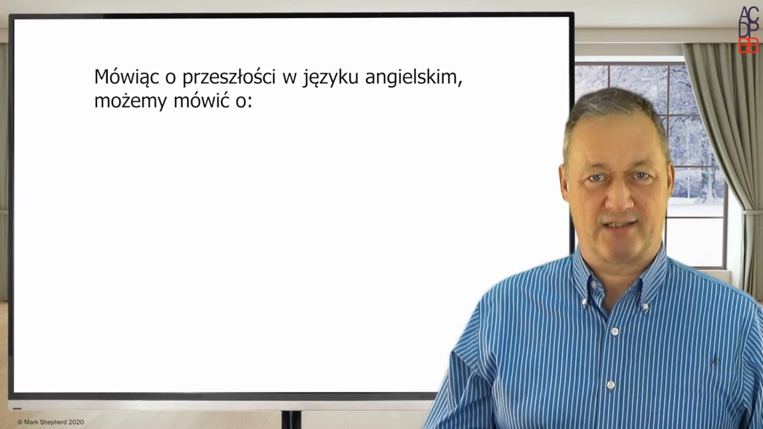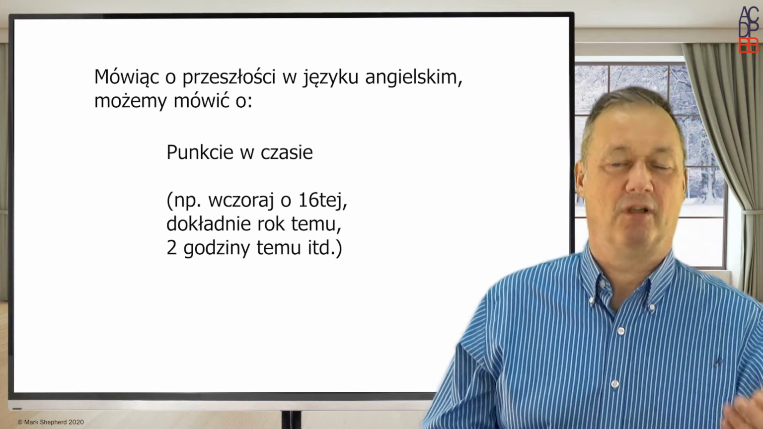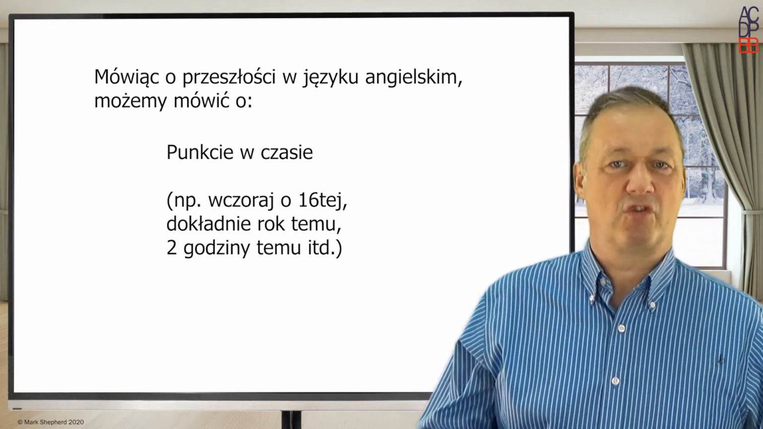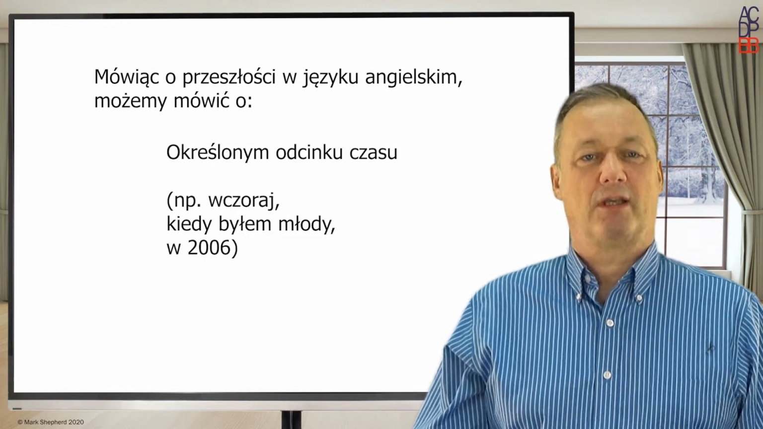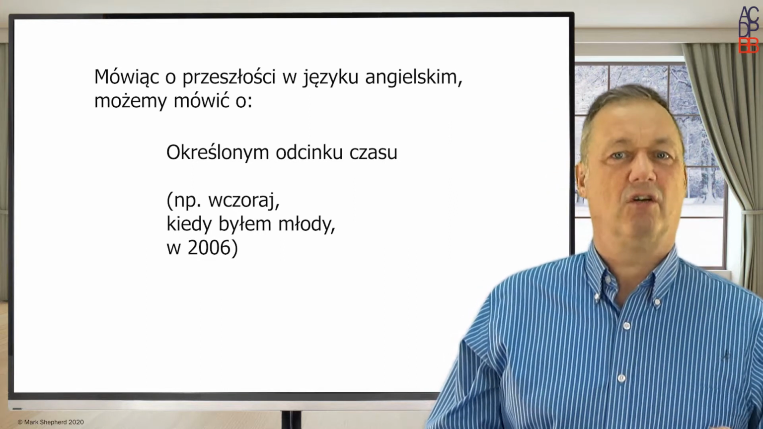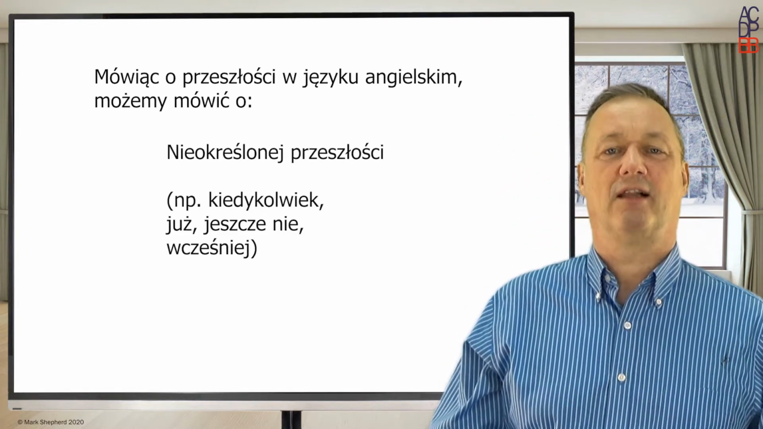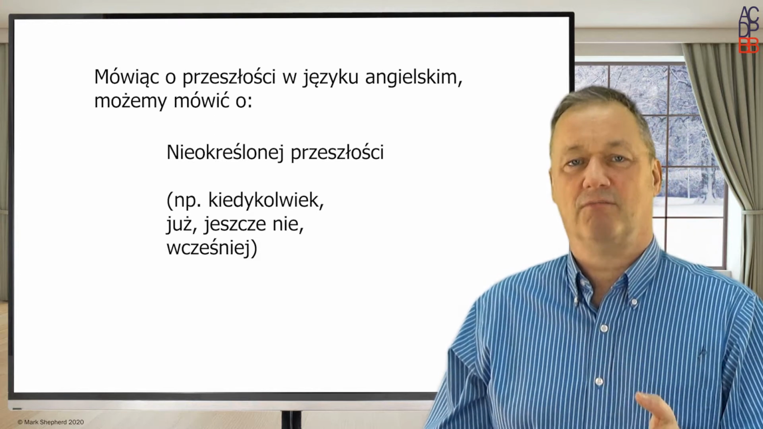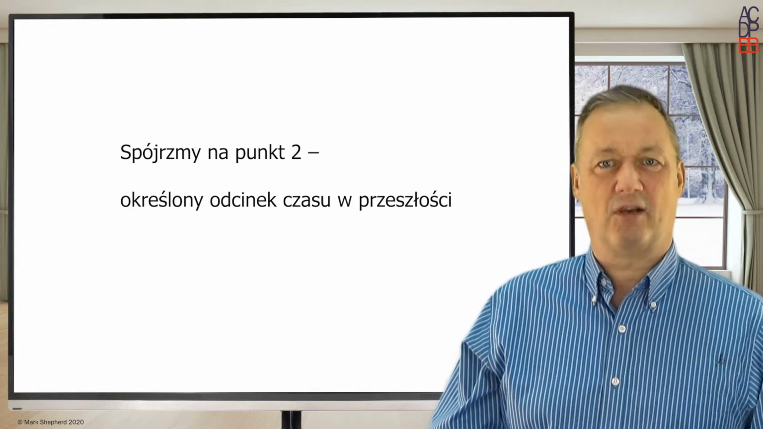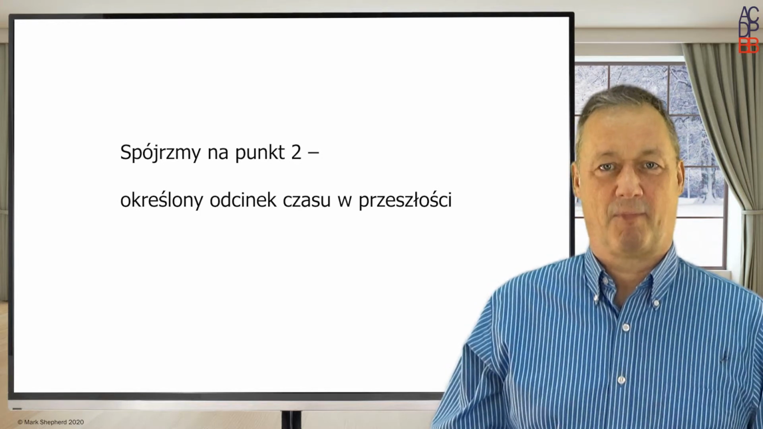When we talk about the past in English, we can talk about a point in time. For example, 4 o'clock yesterday, exactly 1 year ago, 2 hours ago, etc. We can talk about a named period of time, for example, yesterday, when I was young, or in 2006. We can talk about the unnamed past as well. For example, ever, already, yet, before now. So let's start off by looking at number 2, which is a named period of time in the past.